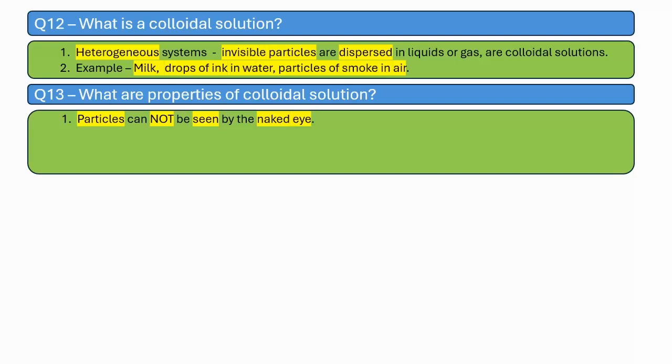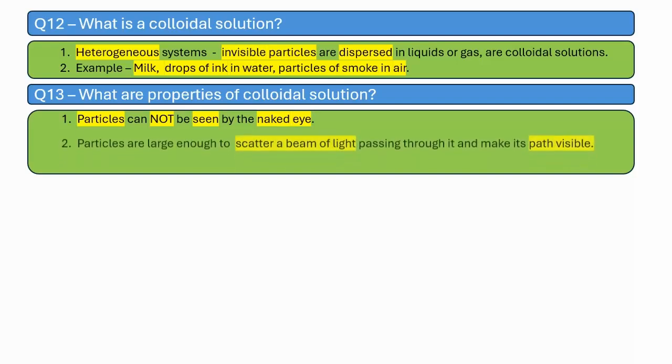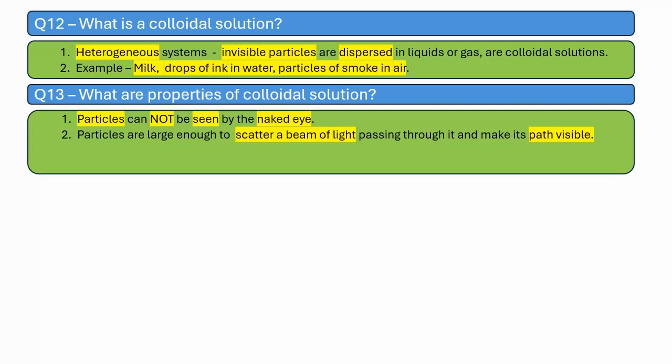Particles are small enough, they cannot be seen by the naked eye. So in this way, the particles are not as small as what are there in the solution. They are big enough, but they're not big enough to be seen by the naked eye. Whereas in suspension, the particles were big enough. Here, the particles are not big enough. You cannot see them by the naked eye.